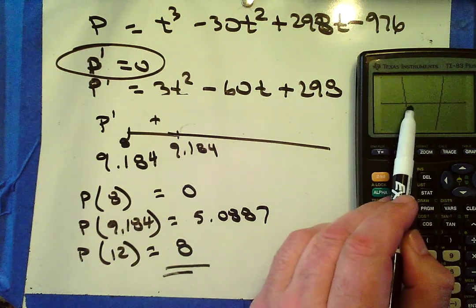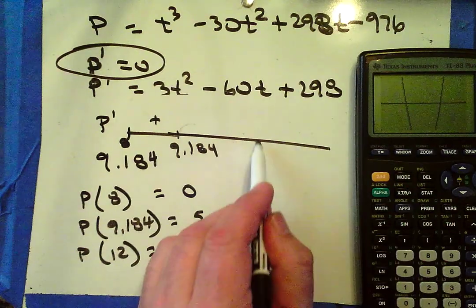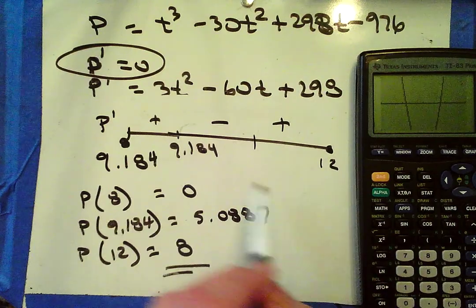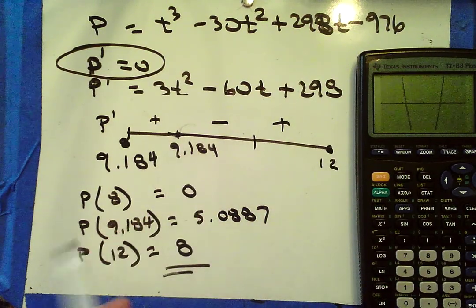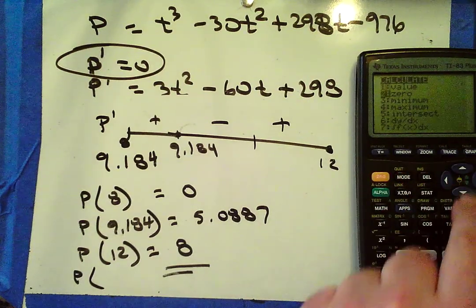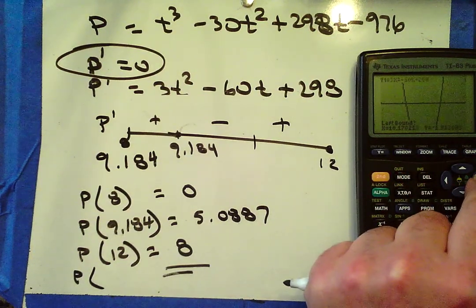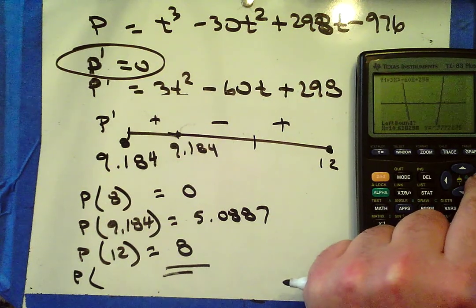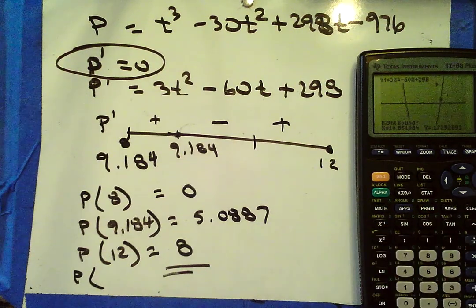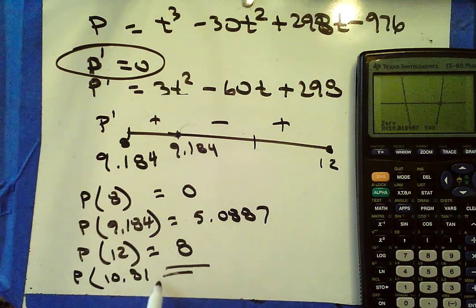So that's the 9.184, but look, we have this one over here. And so we've got a max over here at 12 as well as a max here. And what about this other point? Second, calculate zero. Enter, enter. And I end up with 10.816.